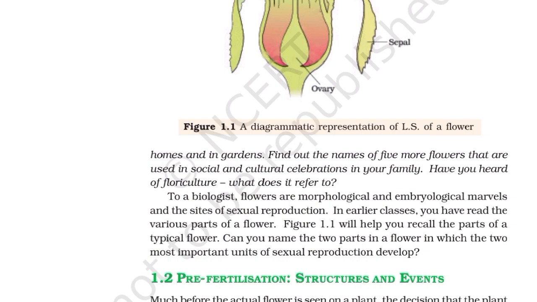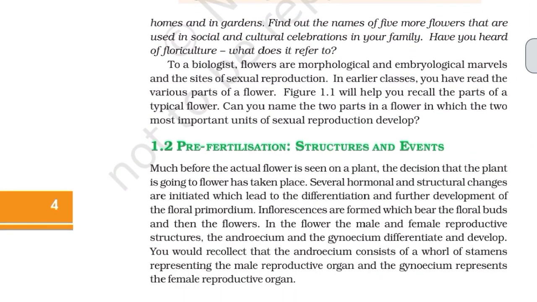To a biologist, flowers are morphological and embryological marvels and sites of sexual reproduction. In earlier classes, we have read the various parts of a flower. Figure 1.1 will help you recall the parts of a typical flower. Can you name the 2 parts in a flower in which the 2 most important units of sexual reproduction develop?